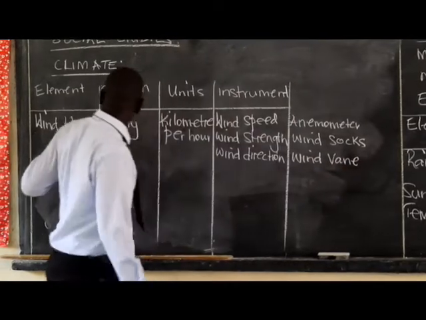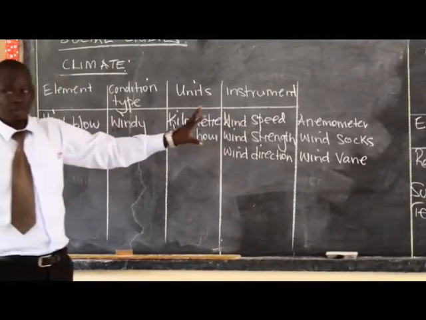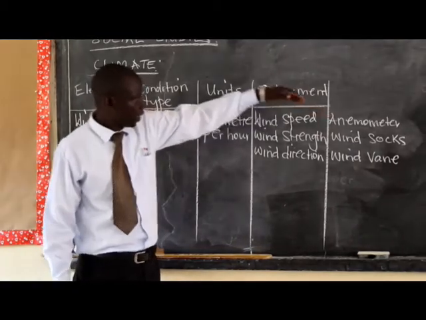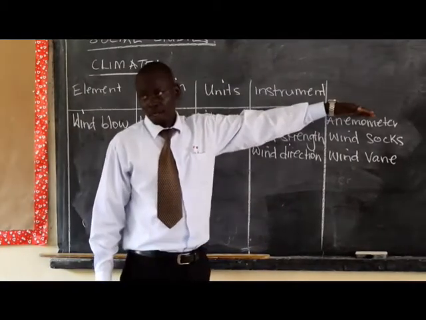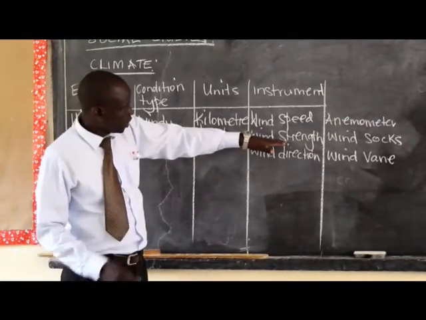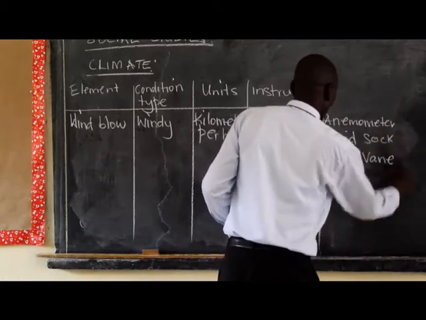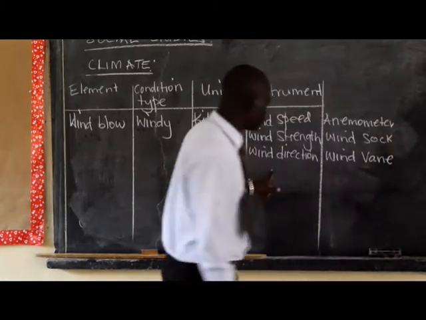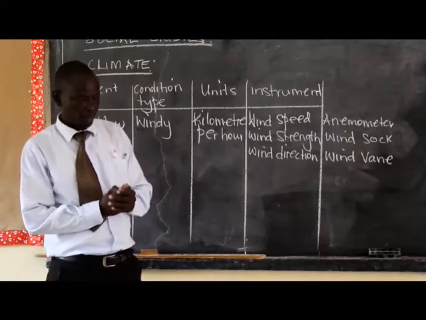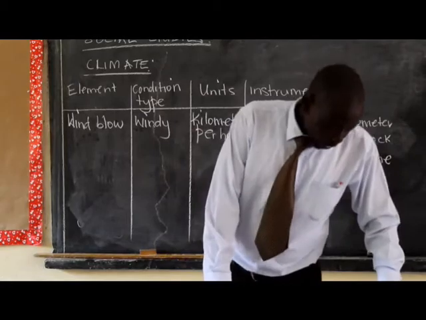So for wind alone as an element, when we come to the instrument, we subdivide into three aspects. We are looking at the wind speed, where we use the anemometer as a weather instrument. Then when we come to the strength, we use a windsaw as an instrument. Then when we come to direction, we use a wind vane. So we are going to look at another element.